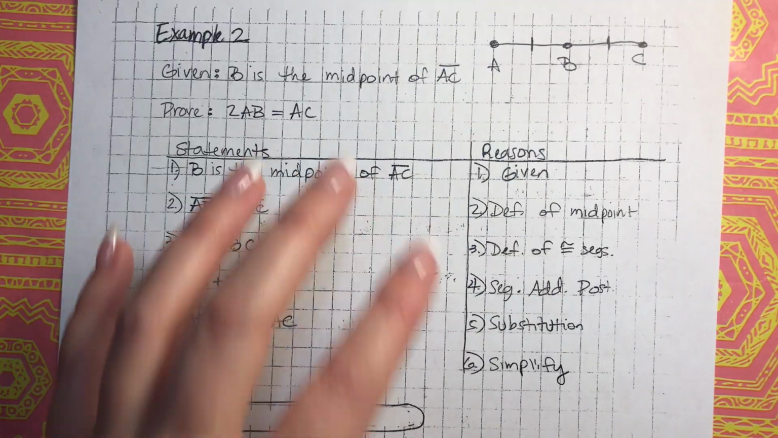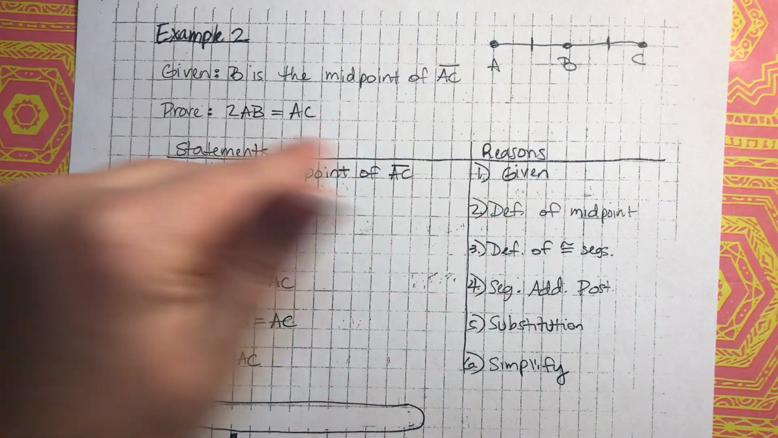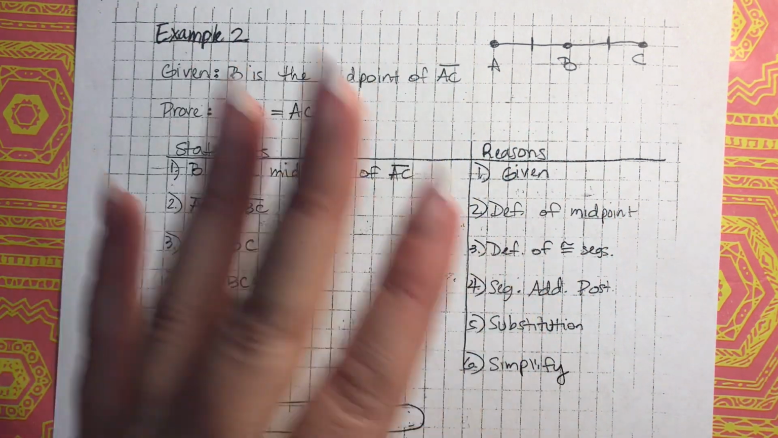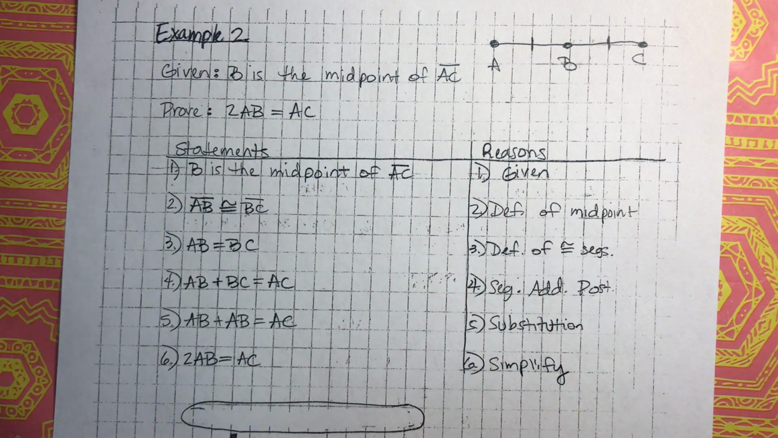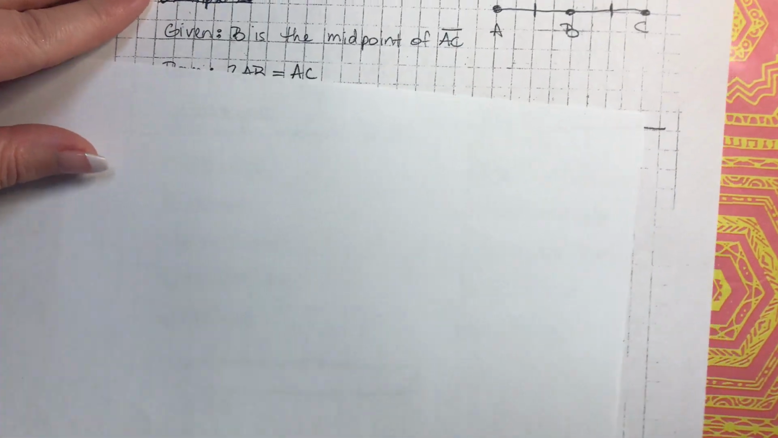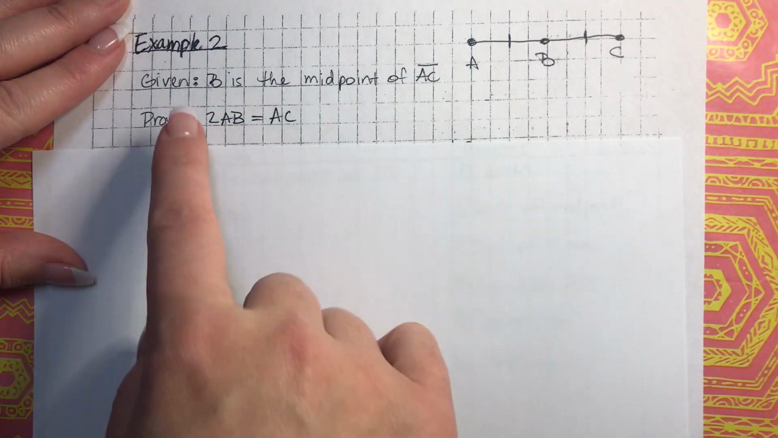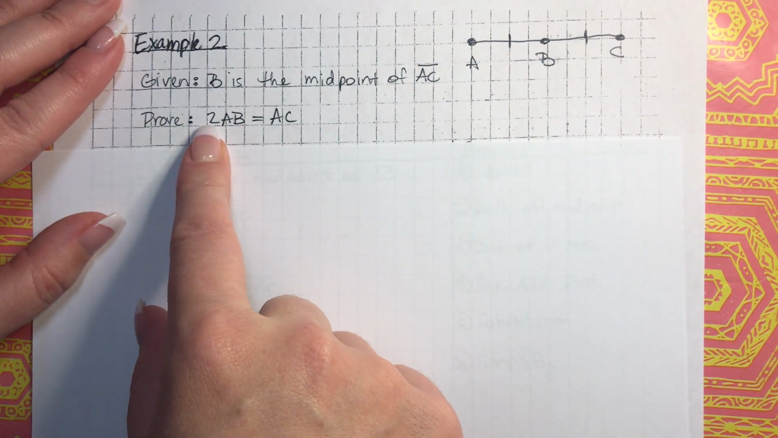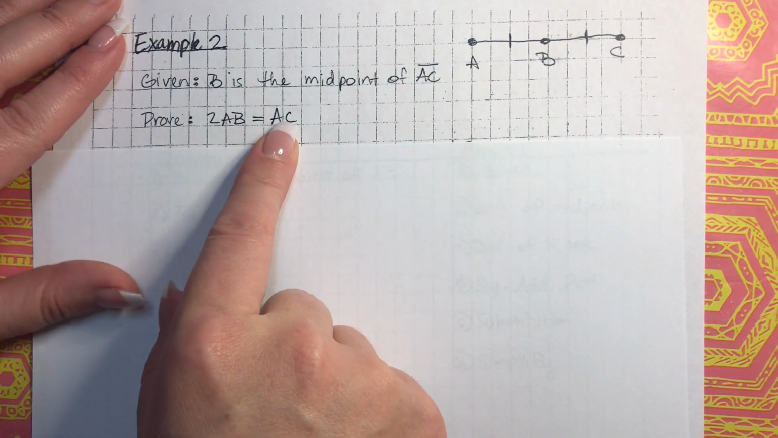But first, we're going to spend a lot of time right here and think for ourselves before we just jump in and look at what they're telling us. What it says is that given B is the midpoint of AC, we need to prove that 2AB equals AC.